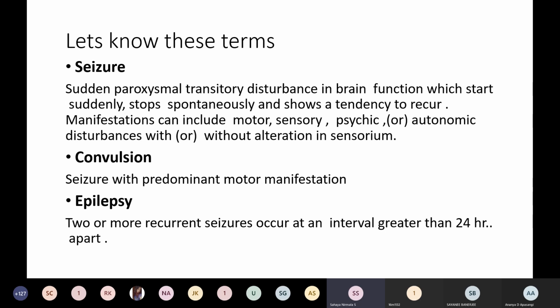Then what is epilepsy? Are all seizures epilepsy? No. If you have two or more recurrent seizures which occur at an interval of more than 24 hours apart, only then will you label it as epilepsy. Just one seizure, you can't label the child as epilepsy. And moreover, these seizures should be unprovoked seizures. I'll come back to the details. At this point you have to understand that seizure is because of a transient disturbance in brain function, which can manifest as motor, sensory, autonomic, with or without alteration in the sensorium. But if there is a predominant motor manifestation, then we can call it a convulsion. And if you have two seizures which occur at an interval greater than 24 hours apart, then you can label it as epilepsy.